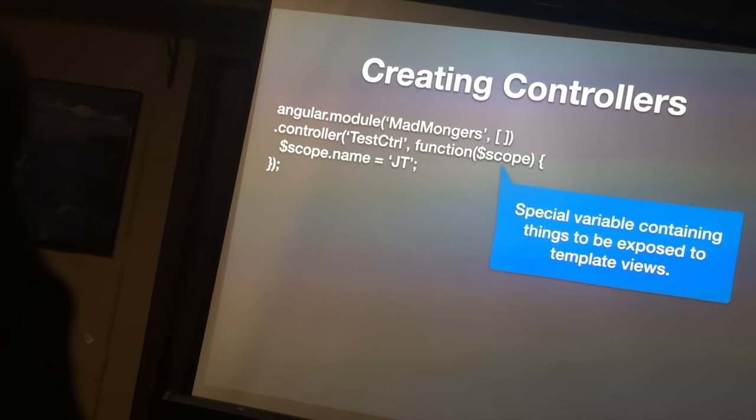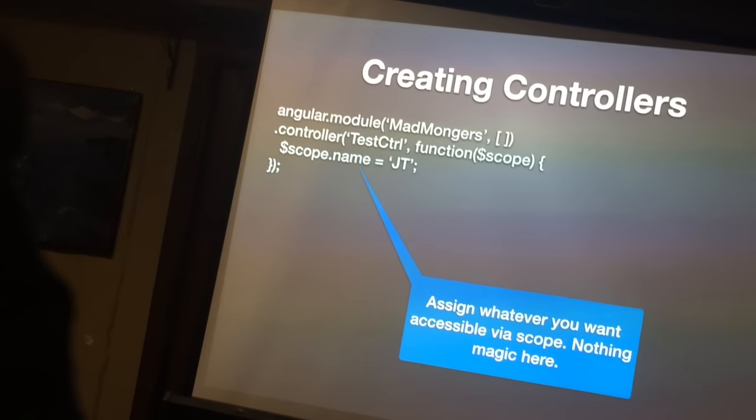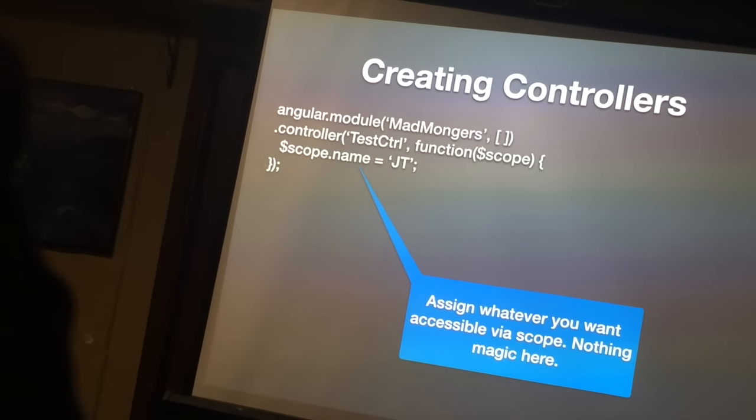The scope is basically a special variable allowing me to export things from the controller to a view, so that in the view, in HTML, I can render it. Okay. So in this case, I'm going to assign my name to that. You can assign anything you want. You can create an object and assign that there. So you can do all kinds of stuff. But for this one, I'm just going to have a single variable attached to the scope called name, and it will contain JT by default. Pretty straightforward, right?